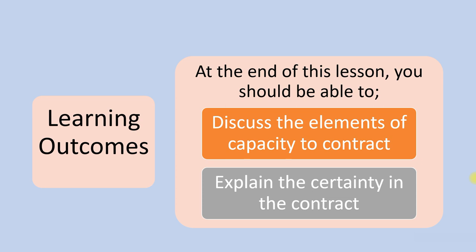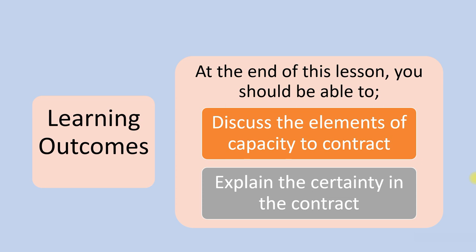So if I can recap the elements that we have discussed in the first part: first the offer, the second is the acceptance, the third one is intention to create legal relation, and the fourth one is consideration.